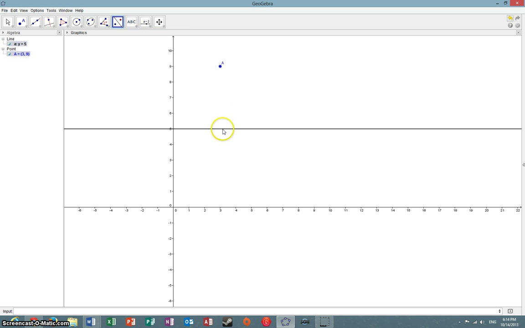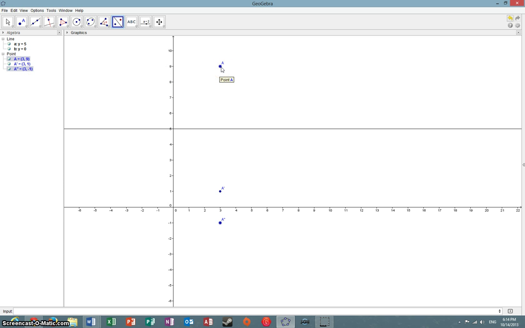A over the line to get A prime. Let's say I also want to reflect A prime over the line y equals 0. I go back to my reflect object about line tool, click the point, click the line. You can see all of your points over here on the left.